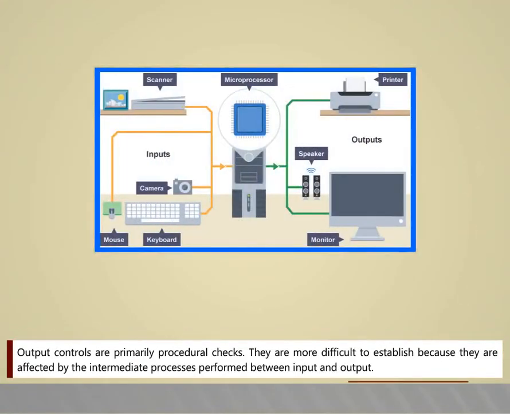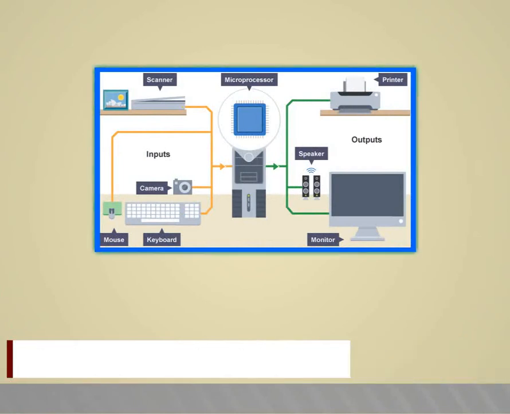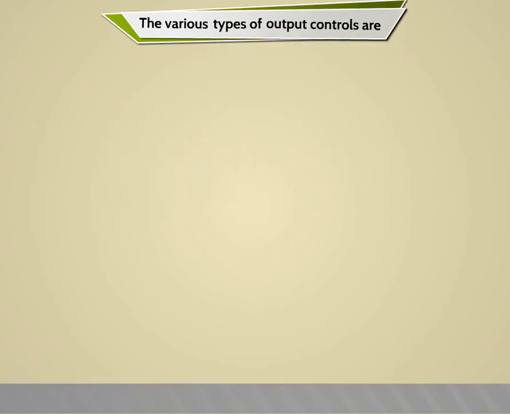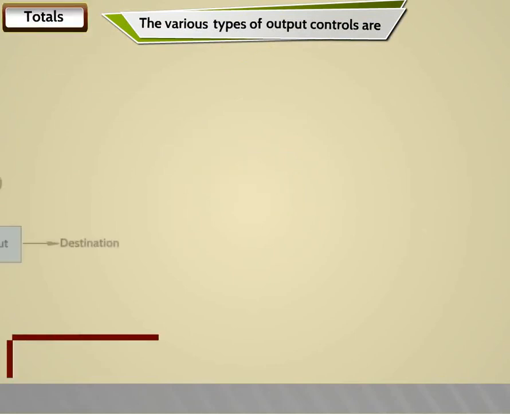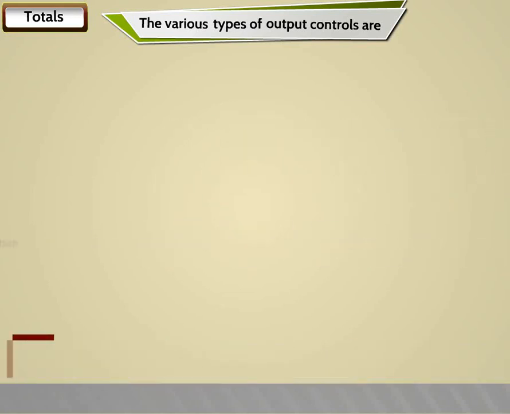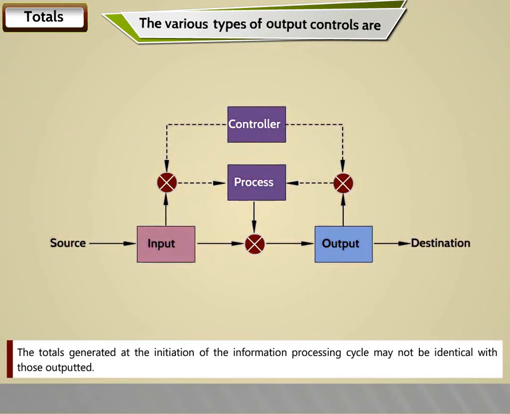Output controls are primarily procedural checks. They are more difficult to establish because they are affected by the intermediate processes performed between input and output. The various types of output controls are: totals. The output total control is determined primarily by the available input control totals. The totals generated at the initiation of the information processing cycle may not be identical with those outputted.